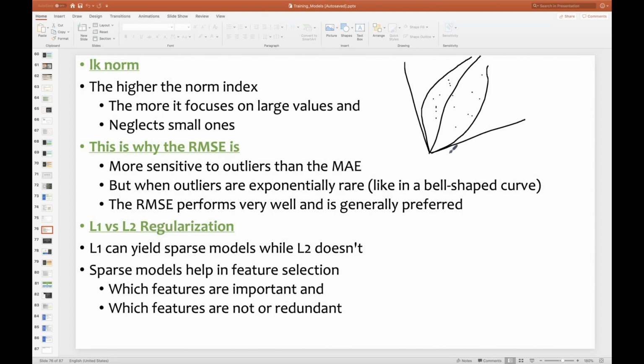Now, L1 versus L2 regularization. Again, guys, we talked about normalization, and now we are talking about regularization. Normalization and regularization are methods that you use to control the errors or to control the curve shape where it has errors included in it. Now, L1 can yield sparse models while L2 doesn't.